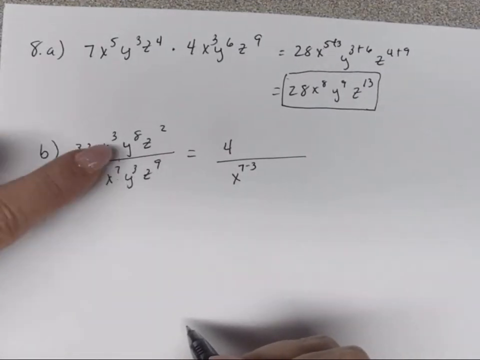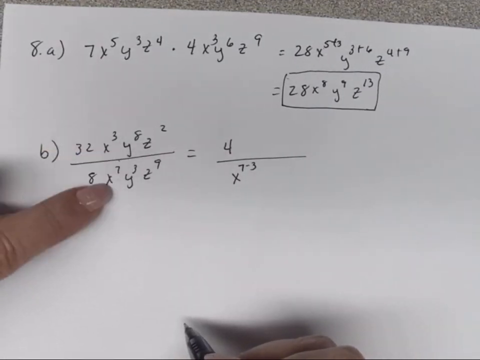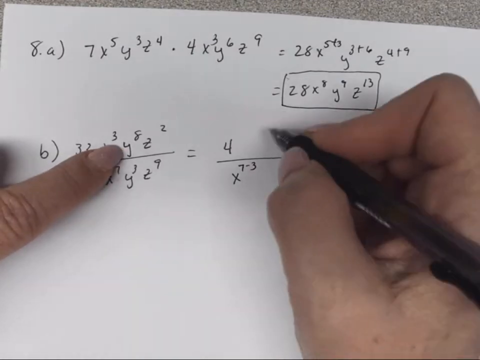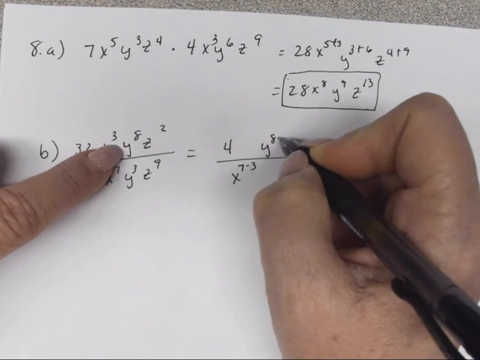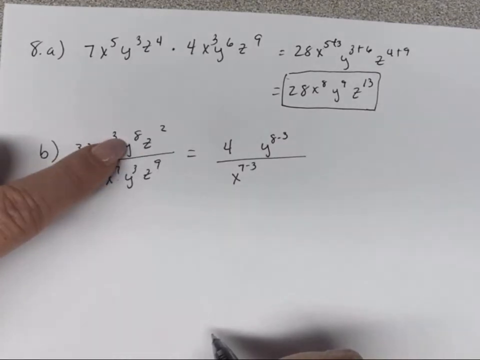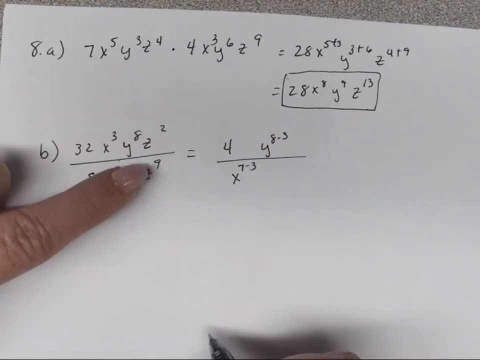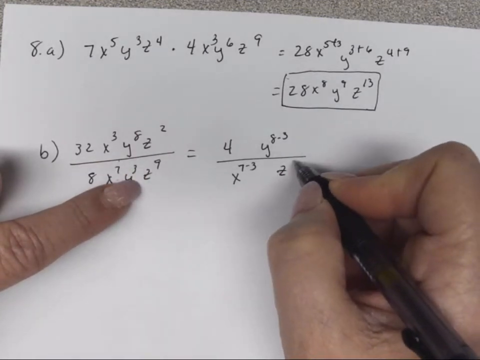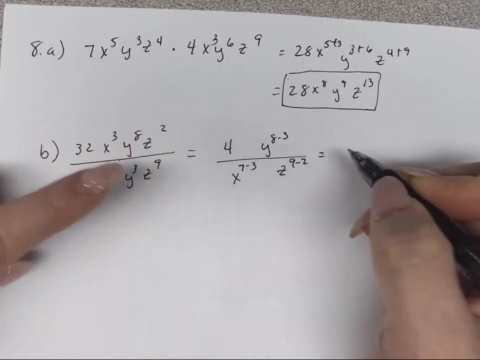Because it's division, we end up subtracting the exponents. So 7 minus 3. There's more y's on the top, so y to the 8 minus 3. There's more positive ones. And the z's, there's more positive ones down in the denominator, so z to the 9 minus 2.